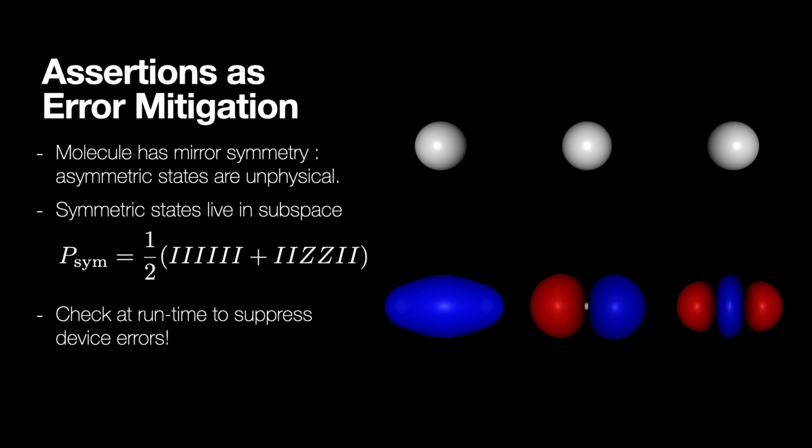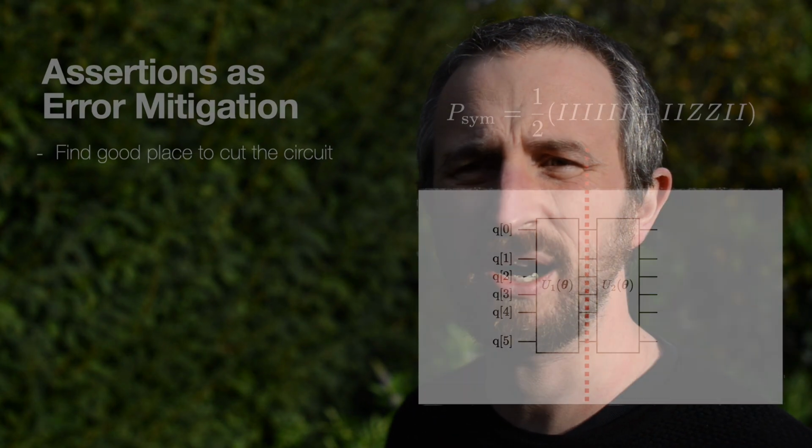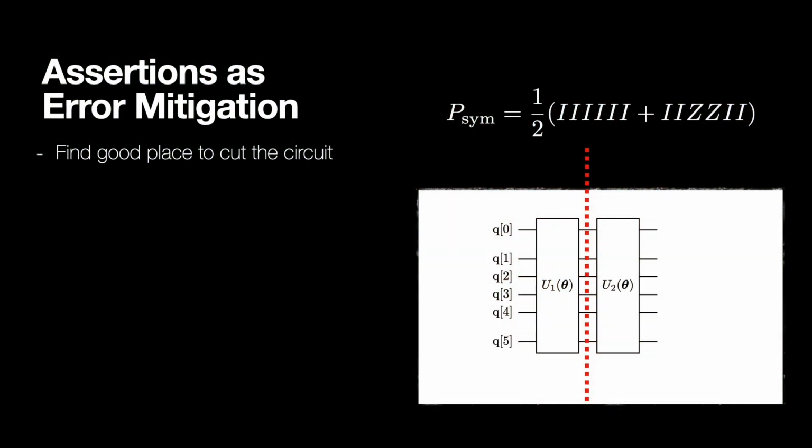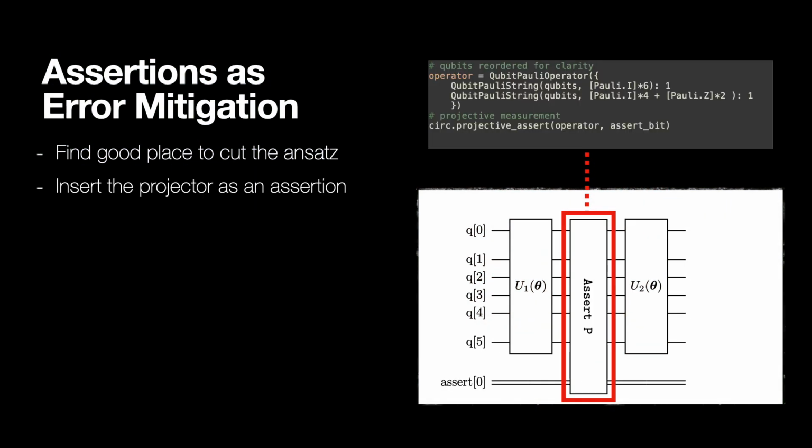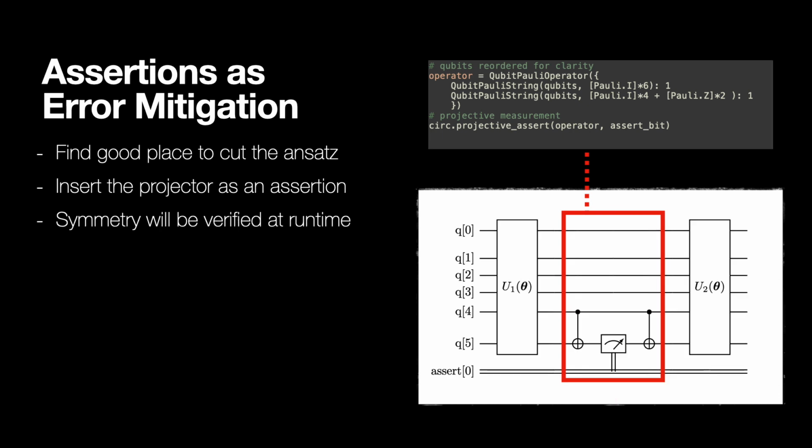So we can check this at runtime using an assertion. We first find a place to cut the circuit. We insert the assertion of the projector, and the compiler will insert the runtime check. And should the assertion ever fail, then we know that that run should be discarded because a device error has taken us into an unphysical state and the rest of the execution is nonsense.